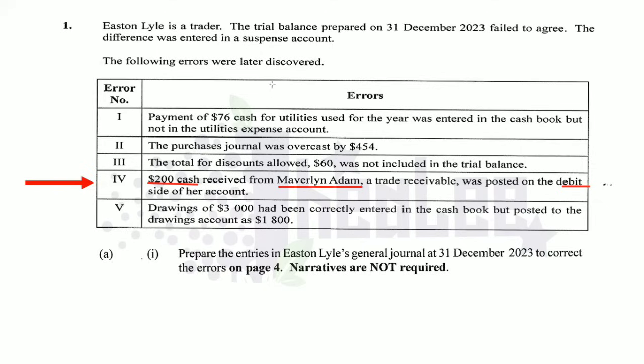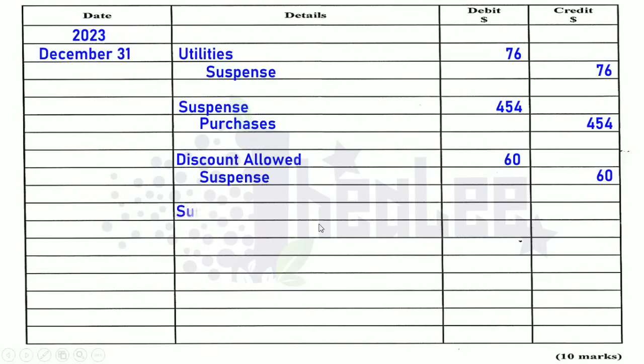So to complete double entry, we are going to use the suspense account to aid in the correction. So let's move into making the entry in the general journal. And the entries are debit suspense with the 400, and we are going to credit Marveline Adam, which is a debtor, with $400.